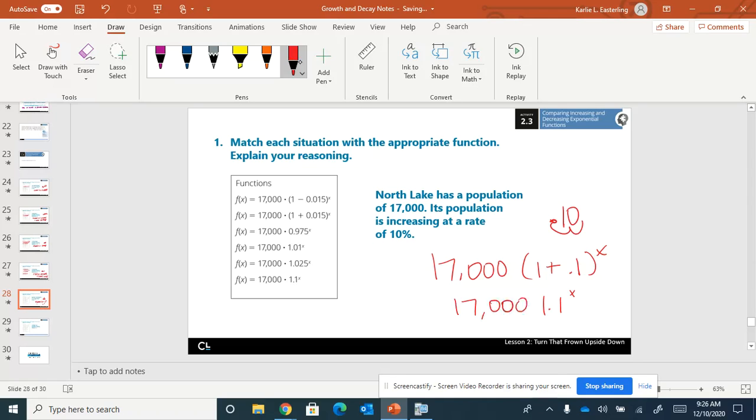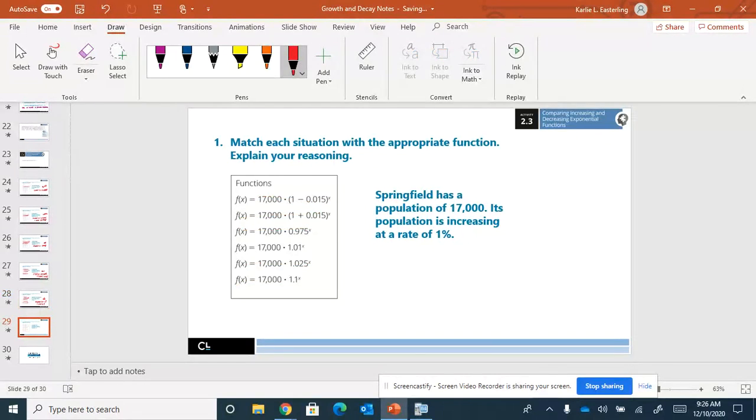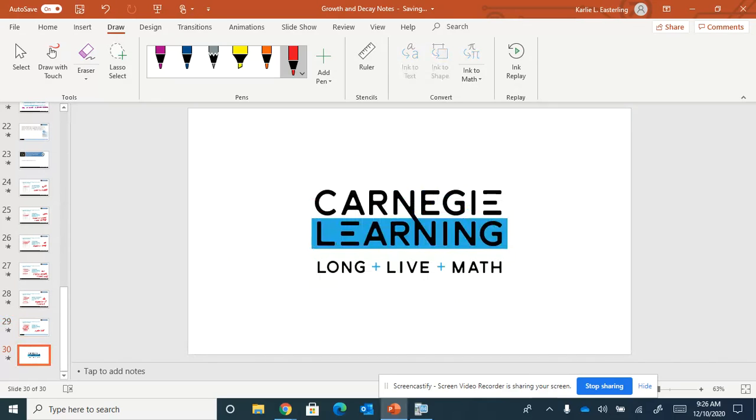Bring that 17,000 down. And that will be this last one. So we're going to have 1 left. So our final one, we're increasing at a rate. So that'll be 17,000 times 1.01 to the x power. It was also our only option left. So they each have a match here, and we are good to go. So yes, that's the end of the PowerPoint.